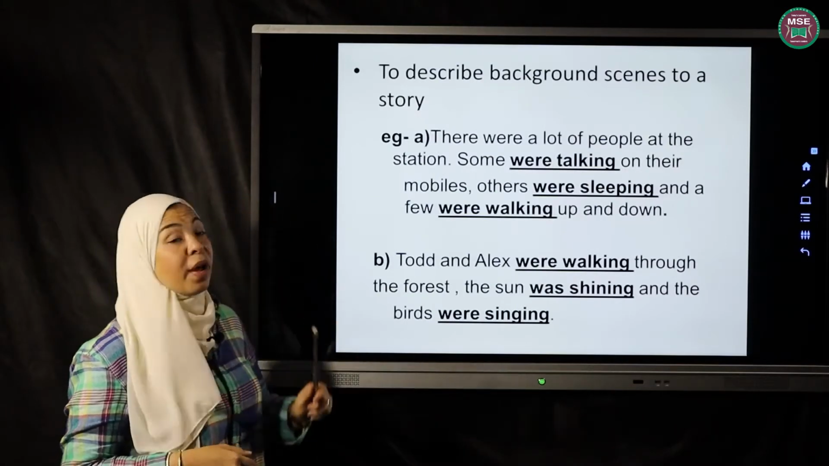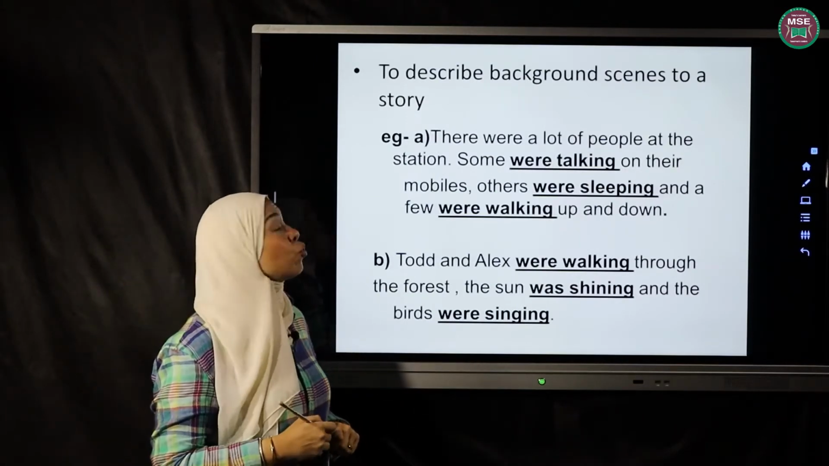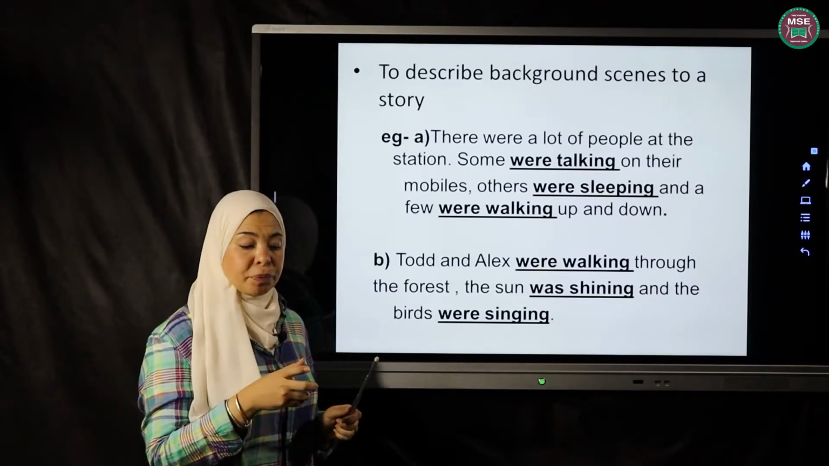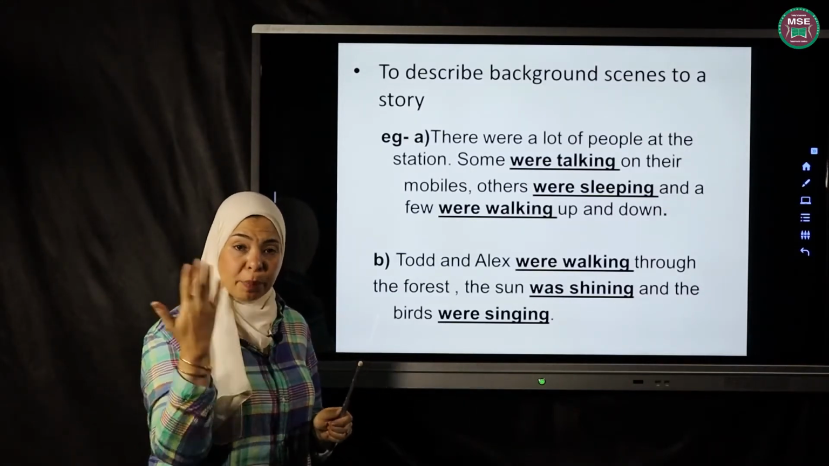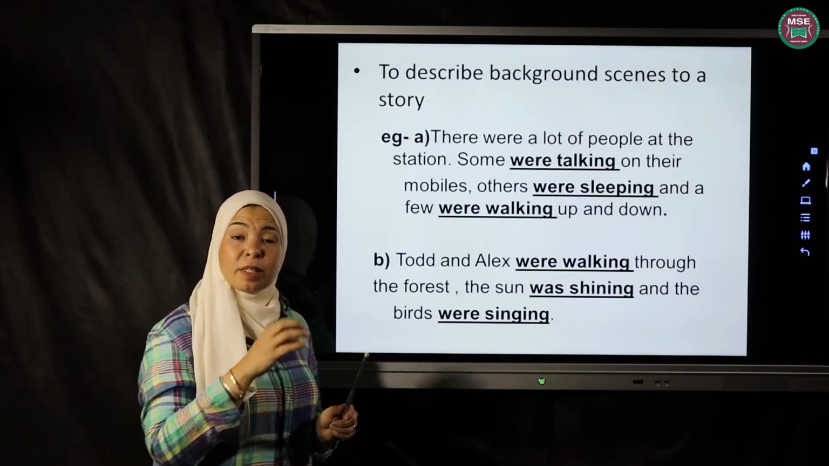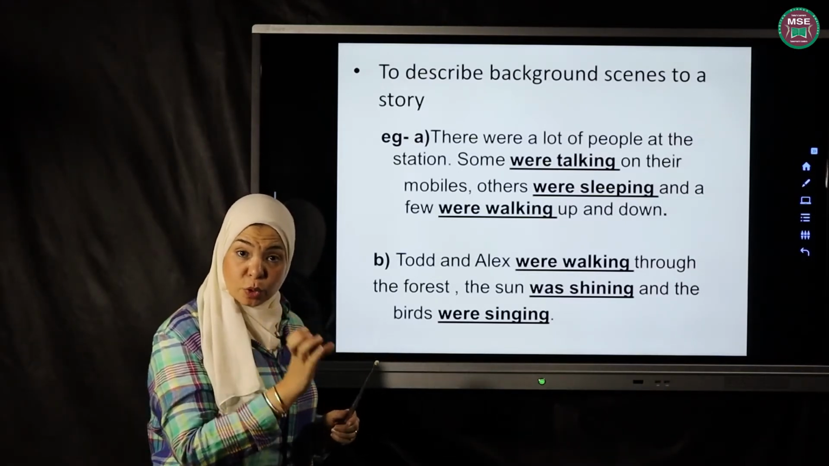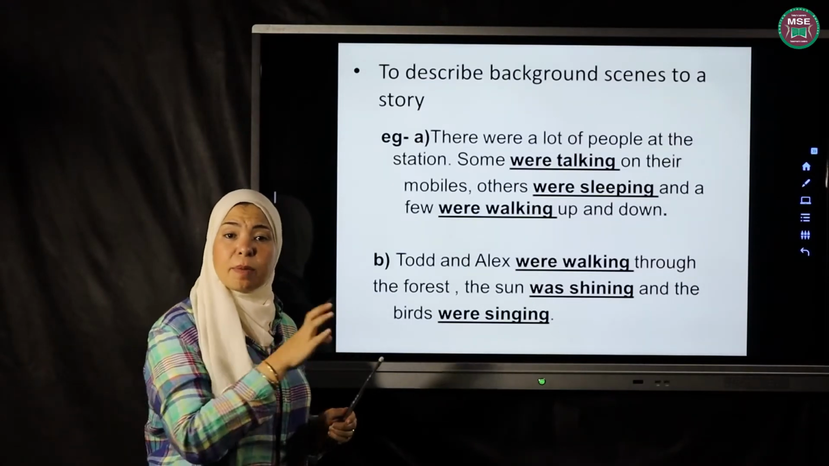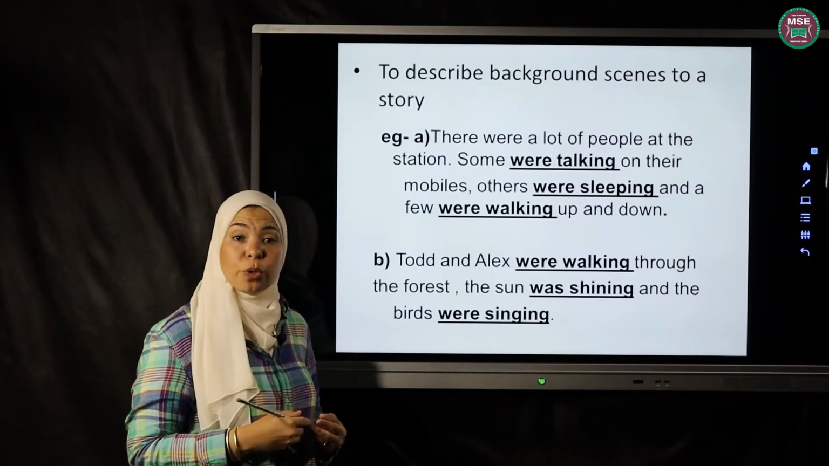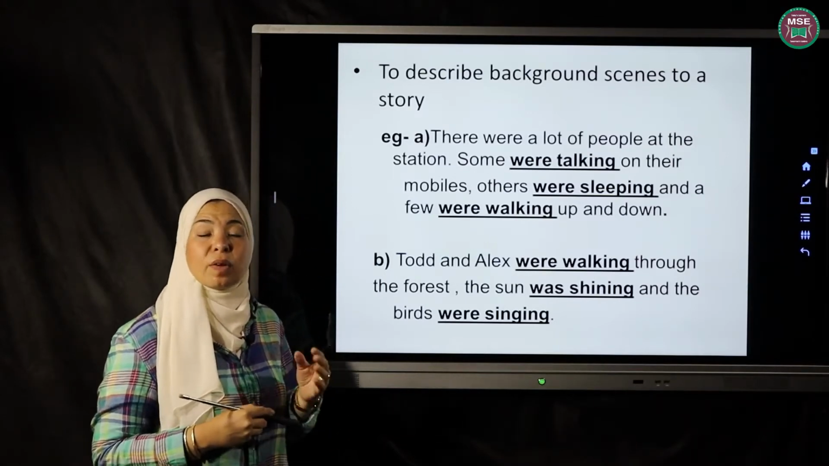Okay, to describe background scenes in a story. If I ask you to write a story that happened in the past, writing the story needs the past simple tense. The events of the story itself, all of the events, need the past simple, while the background scenes of the story should be expressed in the past continuous.